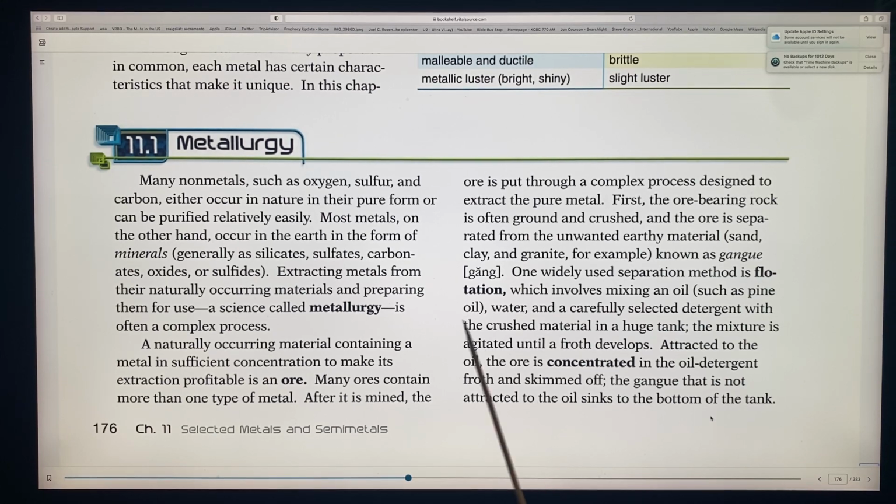Now, this is kind of complicated if I read it from the book, so I put it together so it'd be easier for you to understand. So let's go over my notes here.